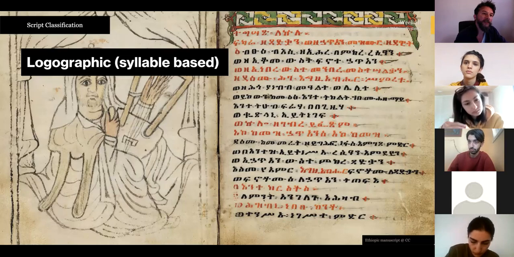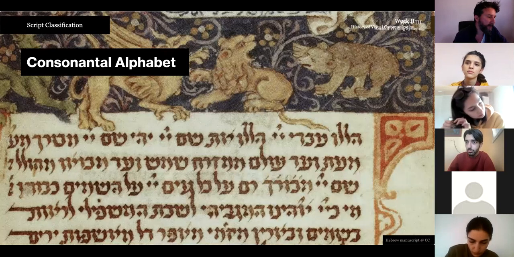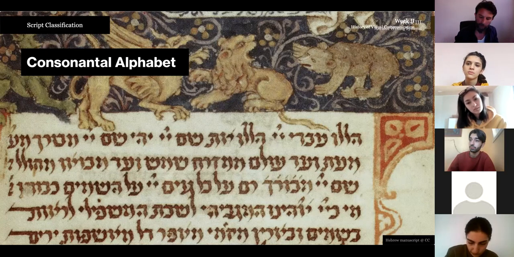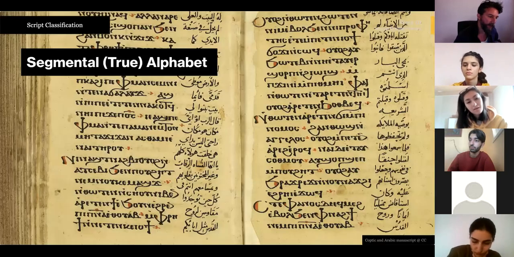And there is a consonantal alphabet. So all consonantal alphabets come from the same source, and that's the Proto-Sinaitic script. No vowels, only consonants. Arabic, Manichaean, Aramaic, Hebrew, Pahlavi, and other languages belong in this category. And then there is the segmental, or what we call the true alphabet.